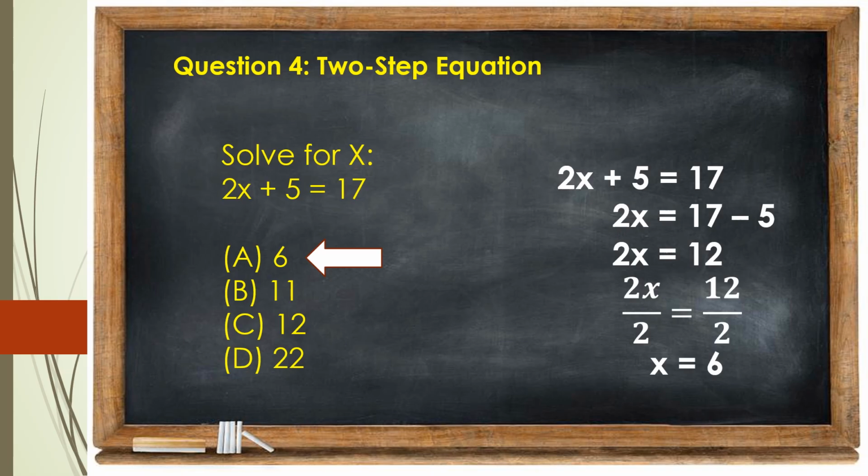Step 2. Now we need to remove the 2 that is multiplying x. We do this by dividing 12 by 2. 12 divided by 2 gives us 6. So our final answer is x equals 6. If you plug 6 back into the original equation, 2 times 6 is 12, plus 5 equals 17. It balances perfectly. Great job if you track down letter A.